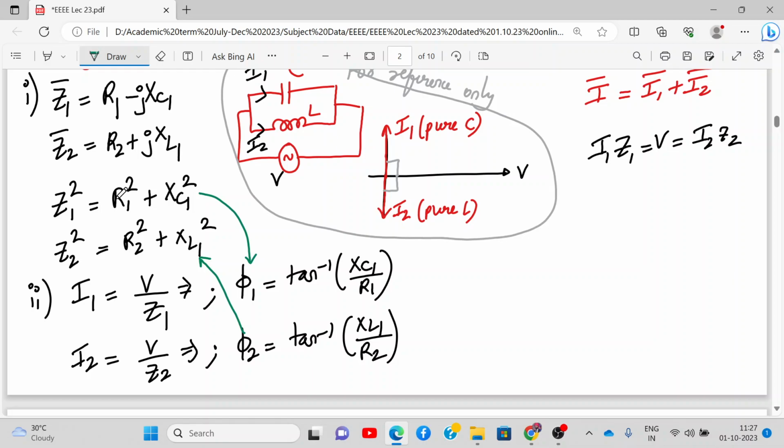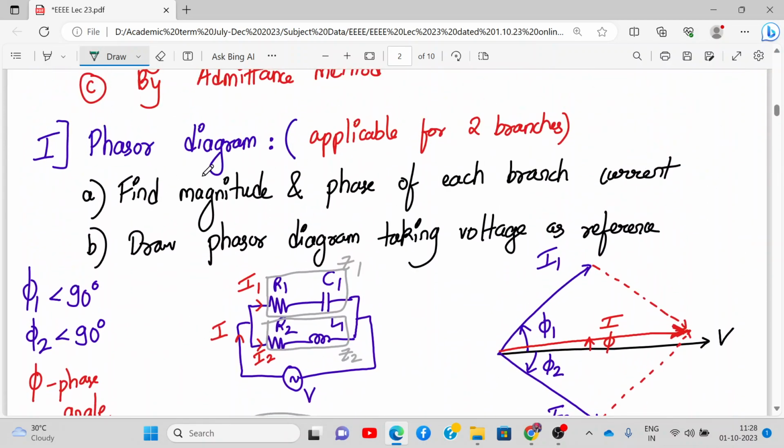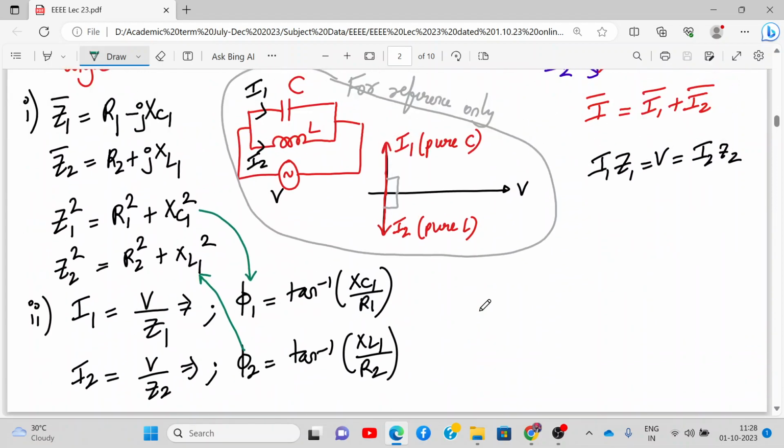Okay, this is the first method. It is the phasor diagram technique, and it is applicable for two branches. So if you see a parallel circuit with two branches, you can apply this technique. This is the magnitude, and this is the phase of each branch.